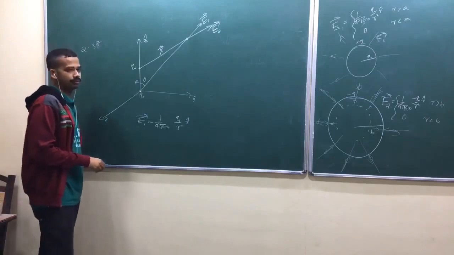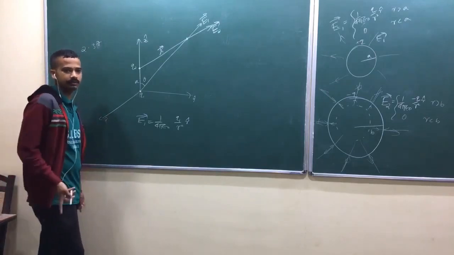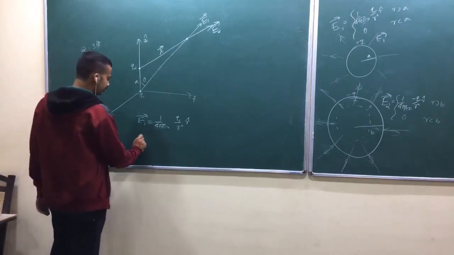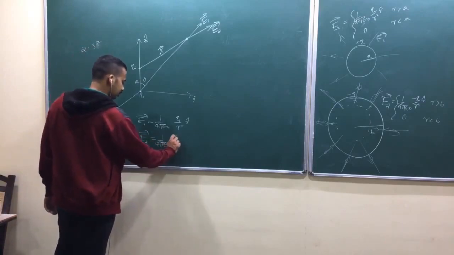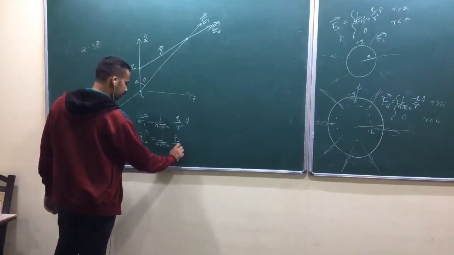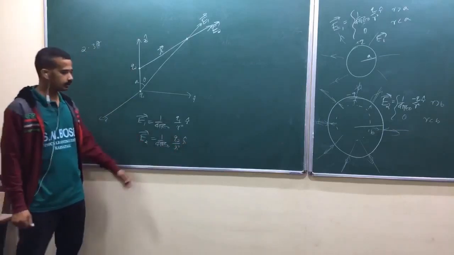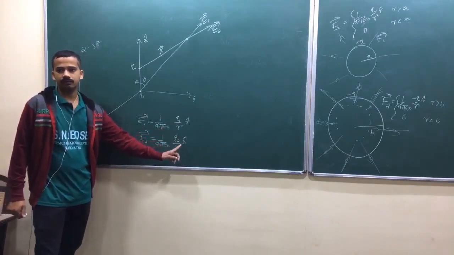Electric field due to Q2, that will be not a radial distance, but he asked us to find in polar coordinate. Am I right? So then what is E2? Let me write down 1 by 4 pi epsilon naught Q2 divided by italic r square, italic r cap. Now this is already in polar coordinate.